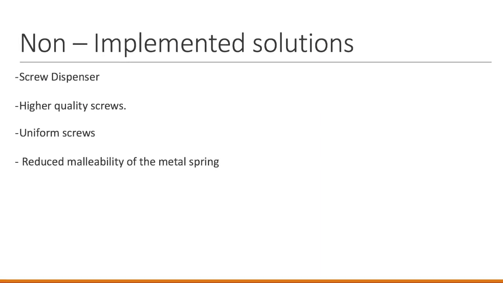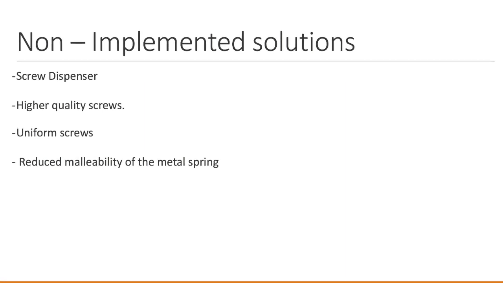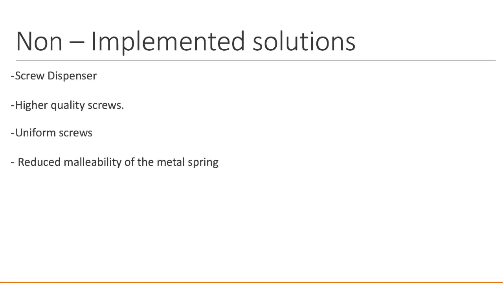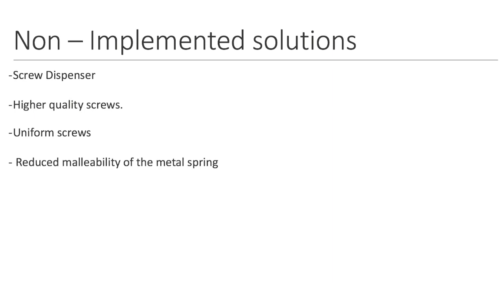The final solution was to reduce the malleability of the metal spring to help maintain its structural integrity. This would allow for ease of placement by the worker, thus reducing any excess workstation cycle time required to correctly position it into the winding stem.